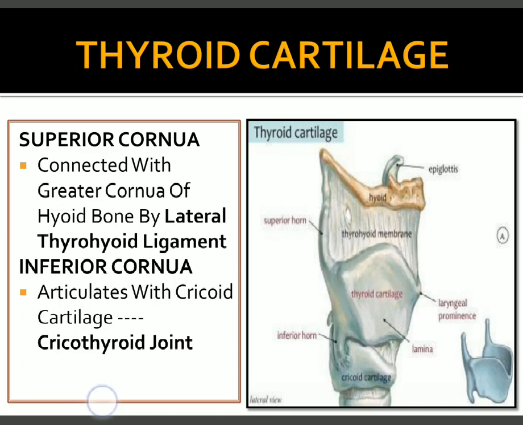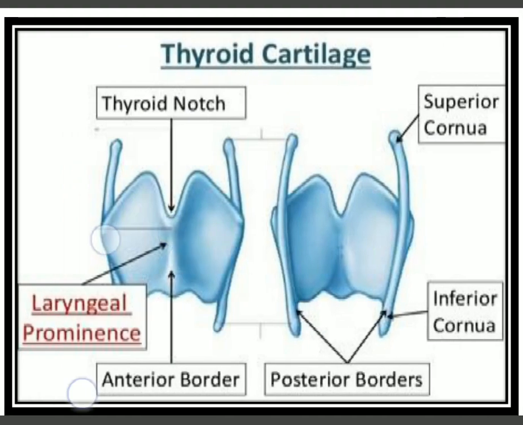This extension is the superior cornua of the thyroid cartilage and it is connected with the greater cornua of the hyoid bone with the help of the lateral thyrohyoid ligament. This ligament is the thyrohyoid ligament. And why lateral? Because this is the lateral side also. If this is the midline, these are both the sides, that is, if this is midline, these two would be lateral. So the ligament attaching to the hyoid bone is the lateral thyrohyoid.